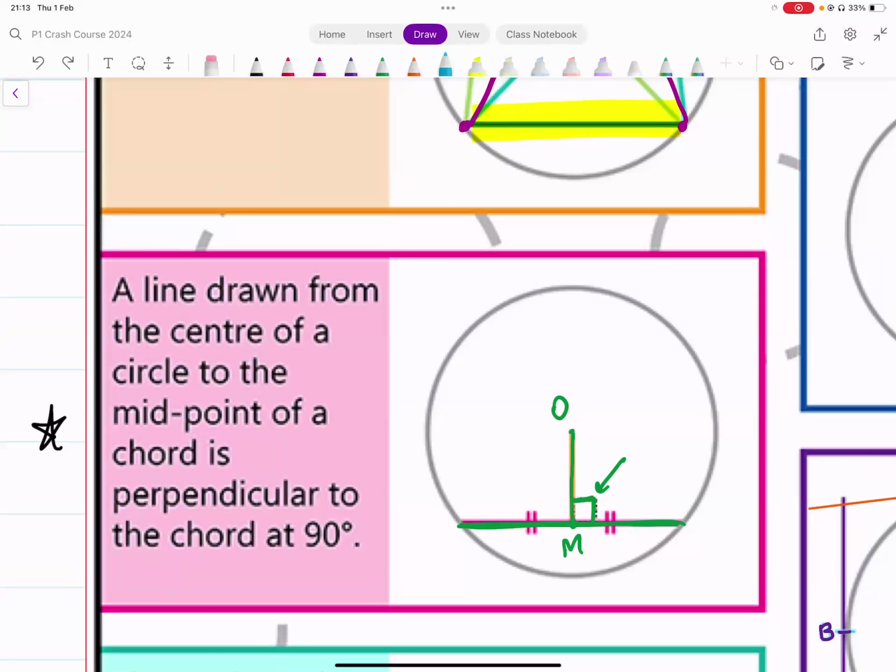So if I have another chord, for instance this chord here, and if I make a 90 here, then this point N is definitely the midpoint, and the chord is divided into two equal parts like this. Okay, so whenever the angle is 90, that point is the midpoint. If the point is the midpoint, the angle is 90. We're talking about a line coming from the center of the circle to a chord. Okay, make sense? Let's move on.